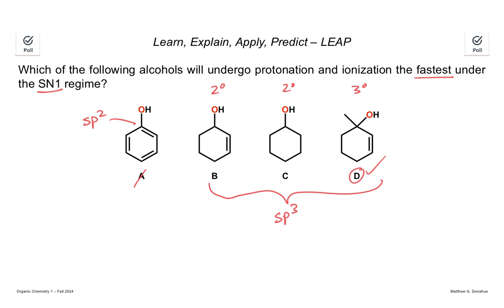So when B and C ionize, they form secondary carbocations. In a race between B and C, B would win because it's secondary and allylic. So D is the ultimate winner because it's tertiary and allylic as well.